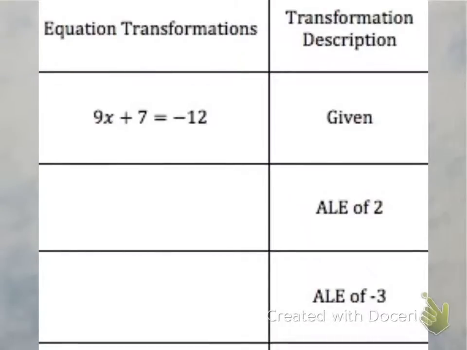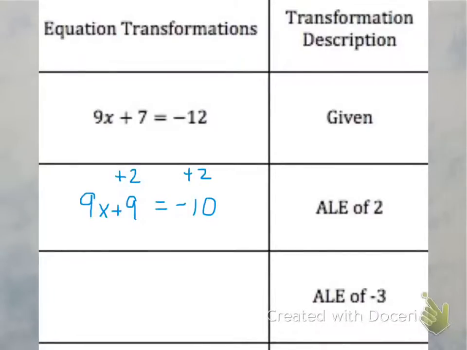So in the next part, we're going to practice the transformations given a transformation. So we have our given line of 9x plus 7 equals -12, and you're asked to do a transformation of an ALE of 2. So that means we're supposed to add 2 to both sides. So I'm just going to jot down +2, +2, showing that on both sides of the equation. And then I would write what is the result. So I end up with 9x plus, and then 7 plus 2 would give me the 9, and -12 plus 2 would give me -10. So that was an ALE of 2.